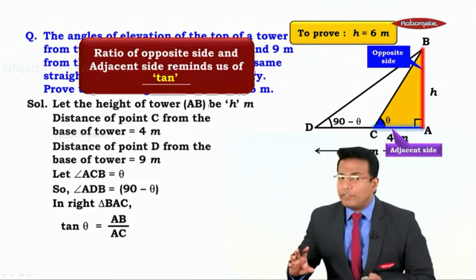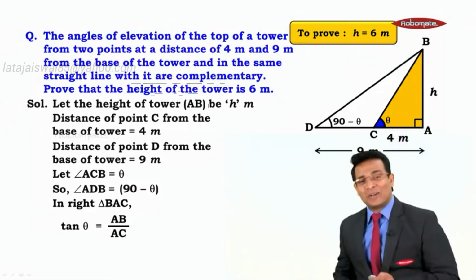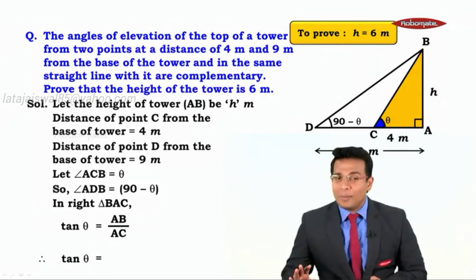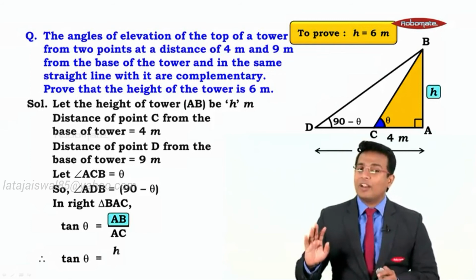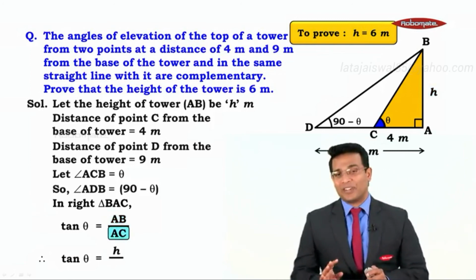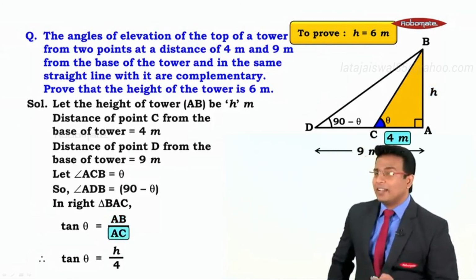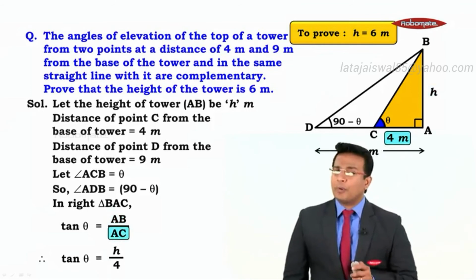Now we don't know the value of tan theta. Keep it as it is. So tan theta remains as it is. That is value of AB. We know we have taken it as H, and the value of AC is nothing but 4, right? So we got the value of tan theta here as H upon 4.